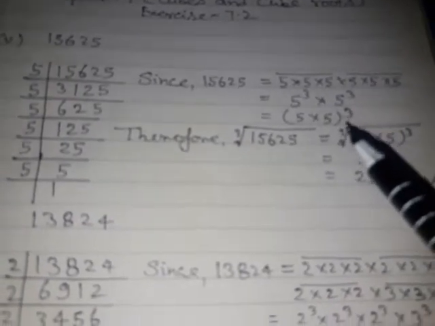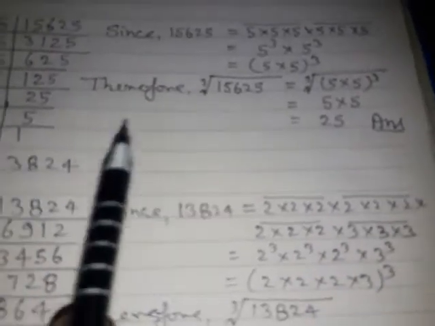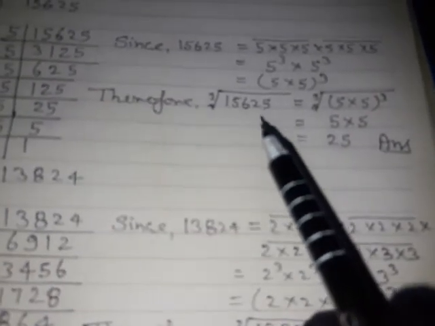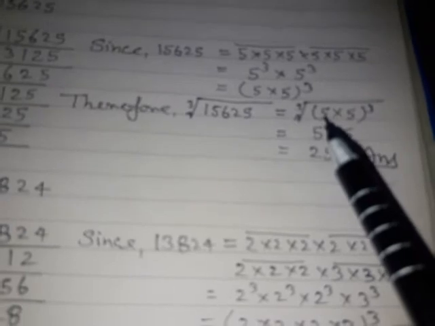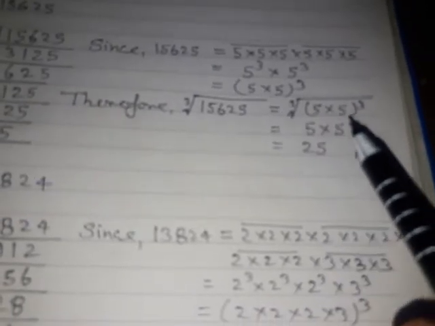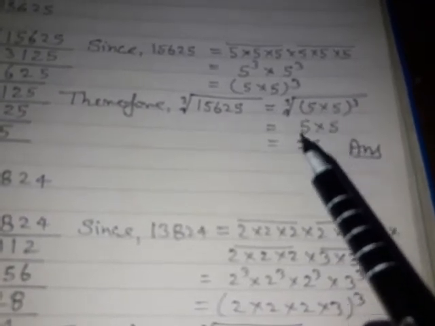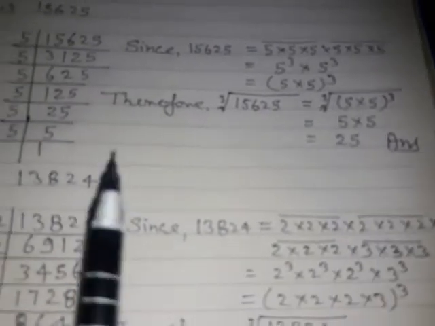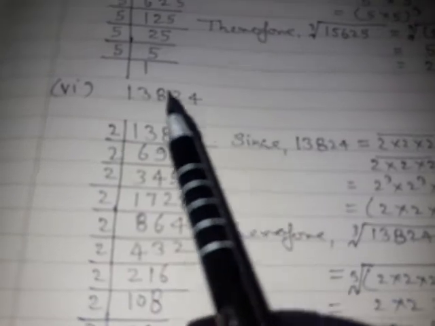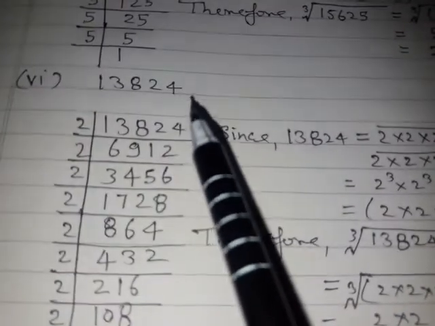Therefore the cube root of 15,625 is equal to the cube root of (5 into 5) whole cube. Now write it once: 5 into 5 is equal to 25. It is the answer. Next question has given 13,824.